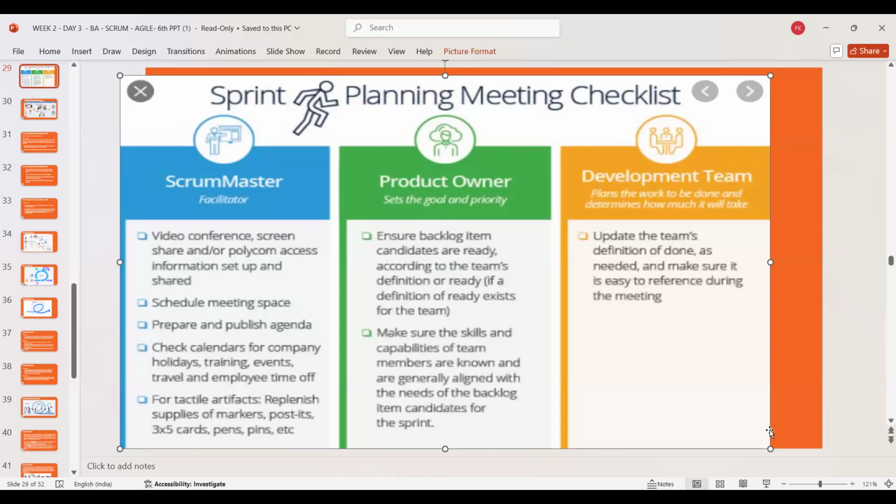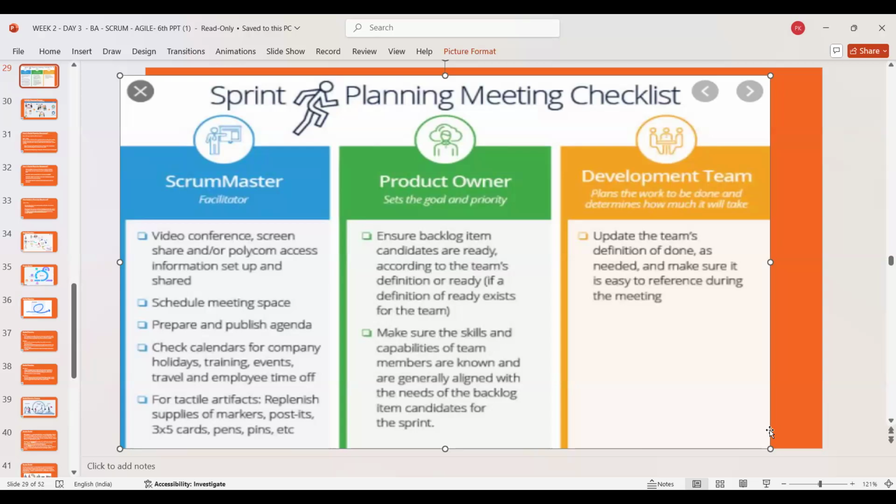Okay. Now, last but not the least, development teams, I would say checklist. Go ahead, anyone. Please. Update the team's definition of done as needed and make sure it is easy to reference during the meeting. Yes. So what it says is update the team's definition of done as needed and make sure it is easy to reference during the meeting.